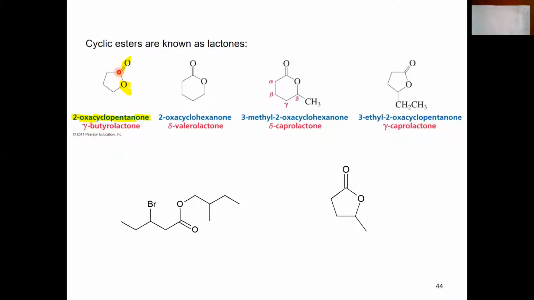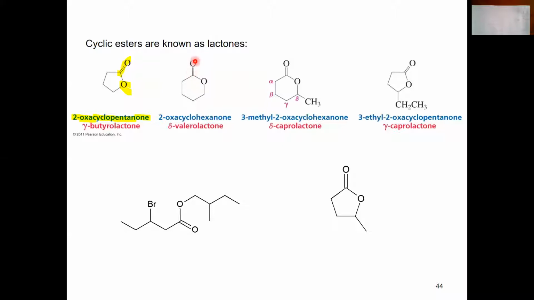This here is carbon 1. And so the oxygen is on the 2 position within that cyclo ring. So 2-oxacyclopentanone. While you may not love that name, I bet you like it a little more than the red one below it. There's 6 carbons and 6 members in this ring in total. So it's a cyclohexanone.